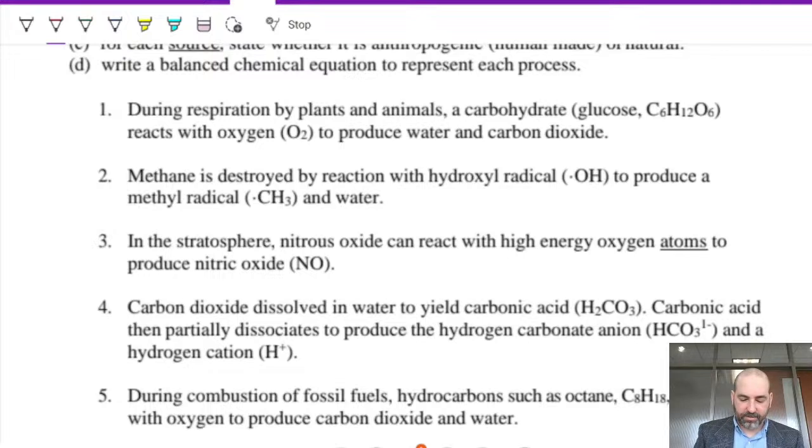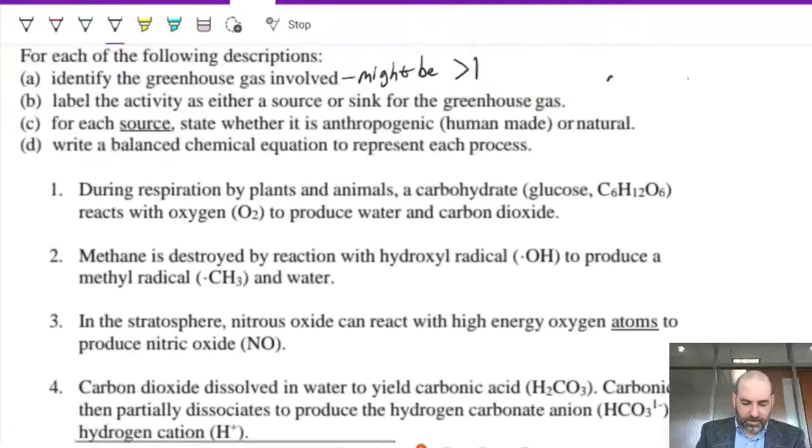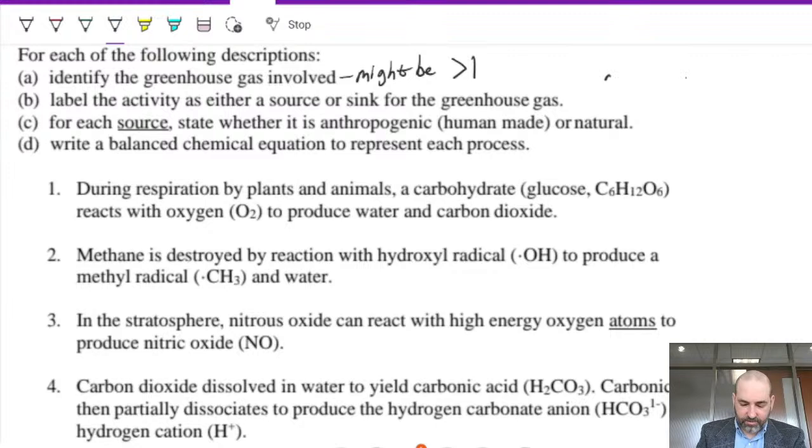During respiration by plants and animals, a carbohydrate, in the example here glucose, reacts with oxygen to produce water and carbon dioxide. Okay, so first, what greenhouse gases are involved? Well, I see 2. I see water and carbon dioxide.